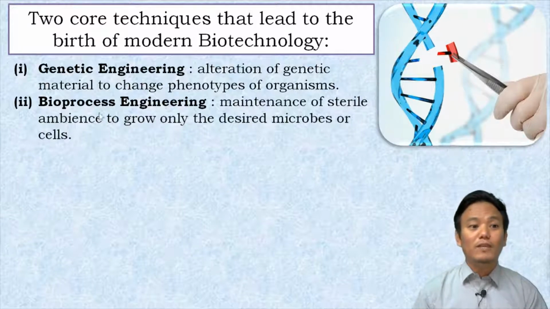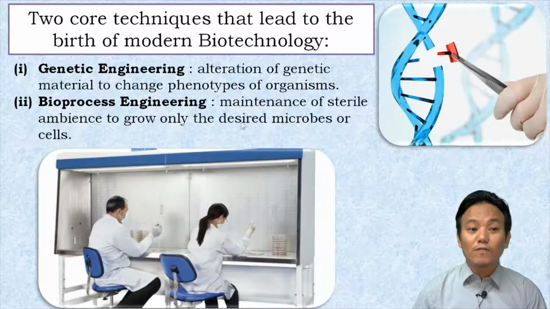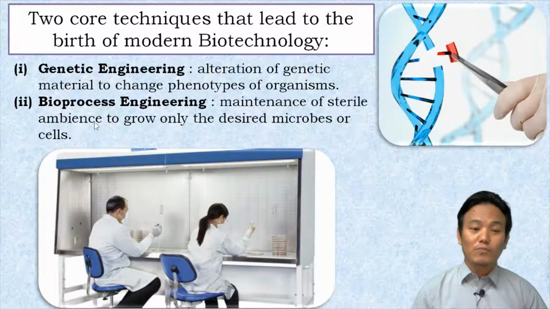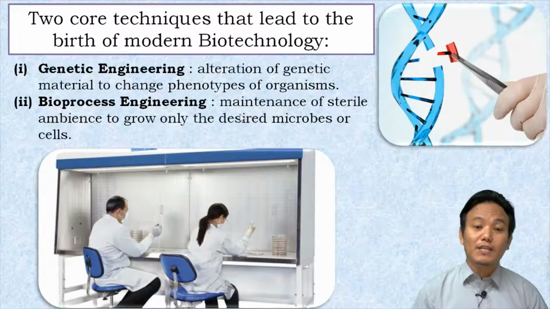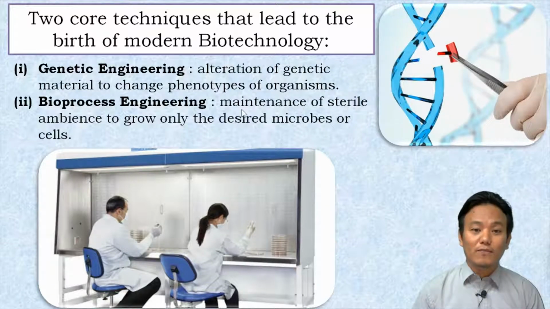Now, apart from that, we also have got bioprocess engineering, in which, right, maintenance of sterile ambience or maintenance of sterile environment was made possible. So this grew in chemical engineering field. Right. Before coming into biological field, it first started in chemical engineering field, in which the scientists, they were able to maintain sterile environment for their experiments. Right. What do we mean by sterile environment? We mean contamination free zones.